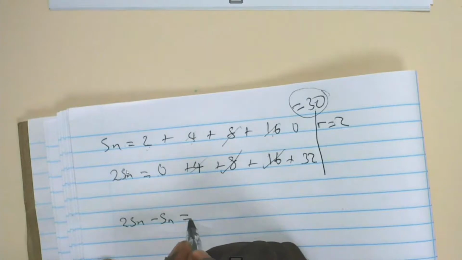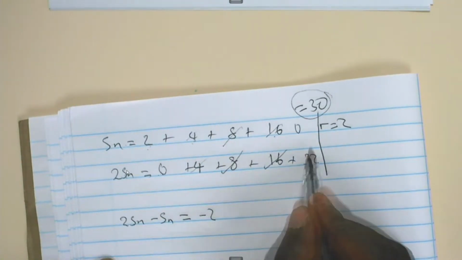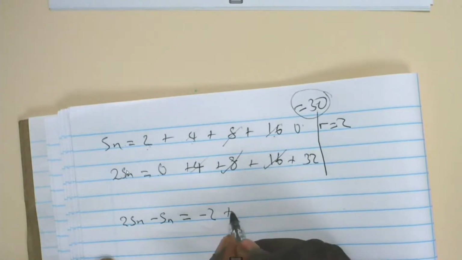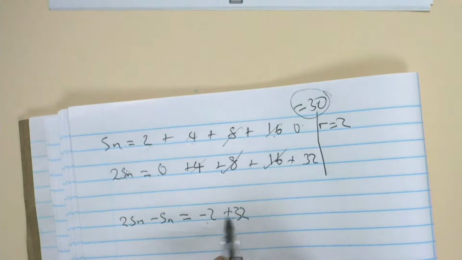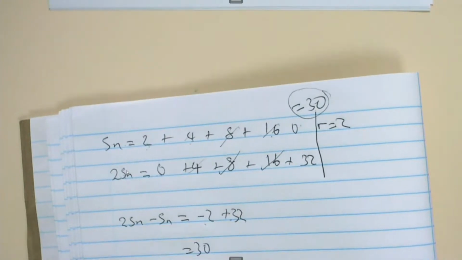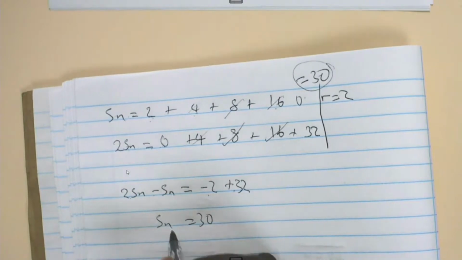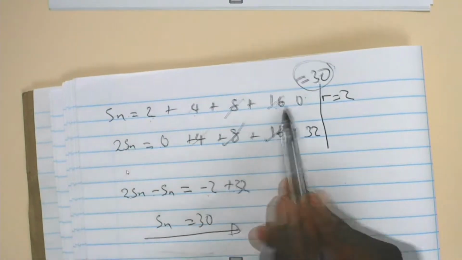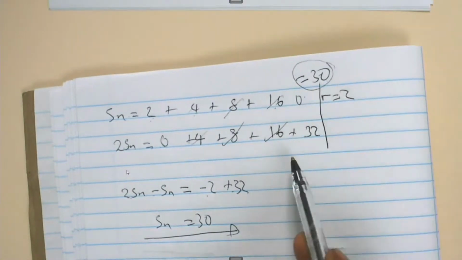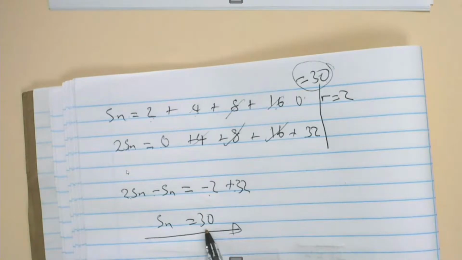I would have Sn, okay, this is equal to 0 minus 2, I would have negative 2, and then 32, that I would have plus 32. And then negative 2 plus 32 gives me 30. And then 2Sn minus Sn gives me Sn. Therefore, the sum of these terms gives me 30. Even if I'm doing it in this long way, I'm going to have 30 still.